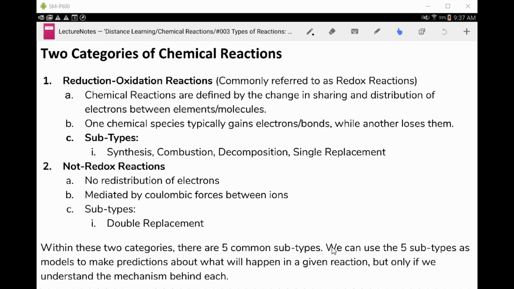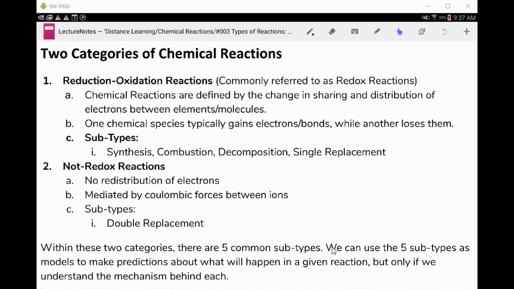Now, within that one category, there's a couple different subtypes, and it's those subtypes that allow us to predict what the products are going to be or how they're going to interact. And we're going to go through the subtypes in a lot more detail in the next series of videos as we go through. But those subtypes would be synthesis reactions, combustion reactions, decomposition, and then what are called single replacement.